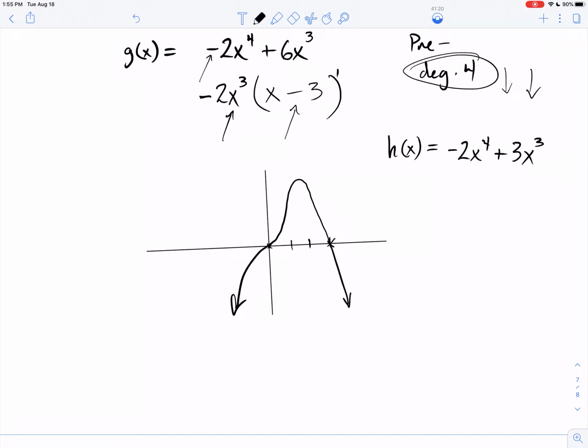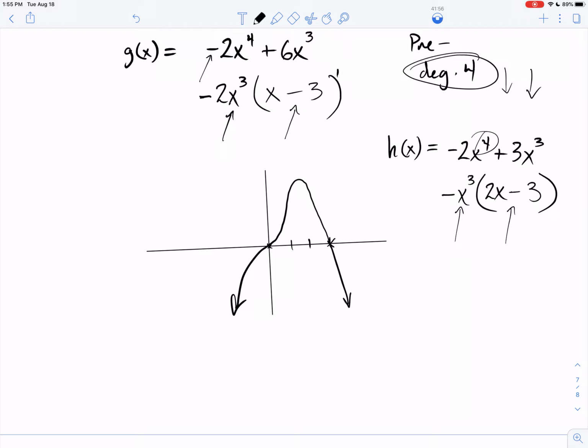Well, I can't take out a 2 now. I can't. But I could still take out a negative, and I could still take out an x cubed. That would give me 2x. What would the sign have to be here? Minus 3. Did I do that right? Take a look. Yeah, I did that part right. Would it still twist through the middle? Yeah. Would it still be a 4th power problem? Yeah. Would it still go down, down? Yeah. Here's the only difference.